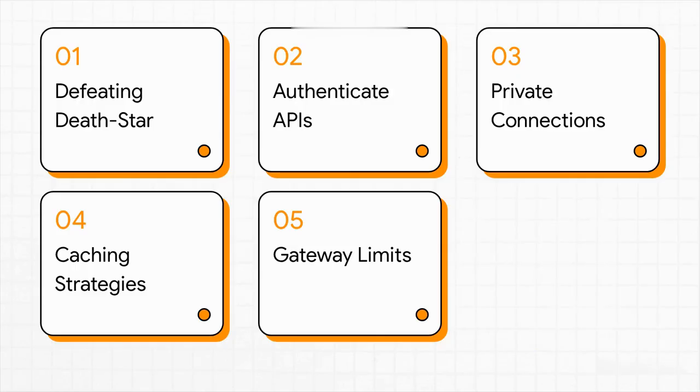Okay, let's dive into this structural roadmap so we can build a robust, enterprise-grade API fortress. First up, defeating Death Star security. Second, authenticating APIs with IAP. Third, creating private connections with PSC. Fourth, caching and persistent strategies. And lastly, navigating API gateway limits.